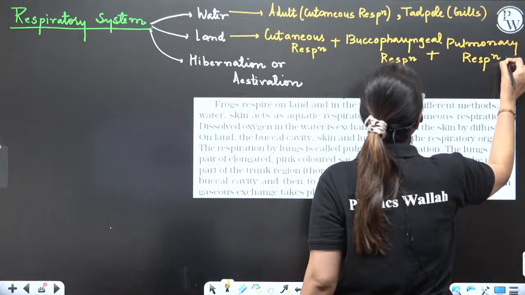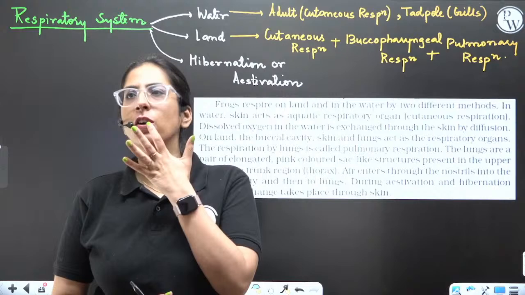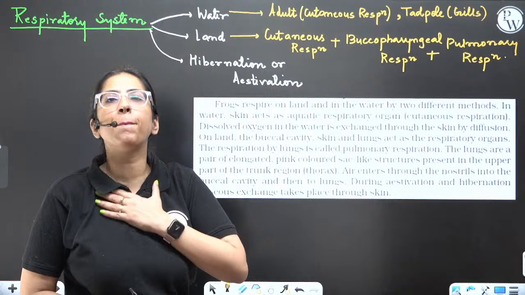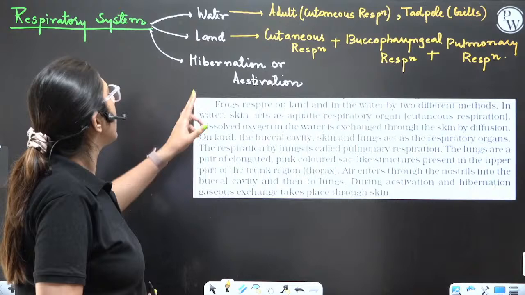Cutaneous means respiration through the skin. With the help of the buccal cavity also, they exchange gases. They have a thin membrane there from where they can easily respire. For pulmonary, they have pink colored lungs present in the upper part of the thorax, and this pink colored structure helps in respiration. Whenever they hibernate and estivate, they show cutaneous respiration.